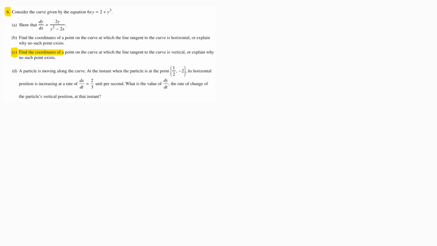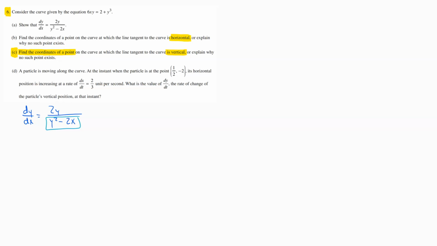C this time wants us to find the coordinates of a point on the curve at which the line tangent to the curve is vertical. We saw in B that horizontal tangent lines happen when you've got the top of a fraction set equal to 0. When we're talking vertical tangents, that's when the bottom of your derivative is going to be equal to 0. So we have this equation over here, 2y over y squared minus 2x. Think about vertical as vertical asymptotes. Remember, vertical asymptotes occur when the bottom of your fraction equals 0. And then just extrapolate that into this idea.